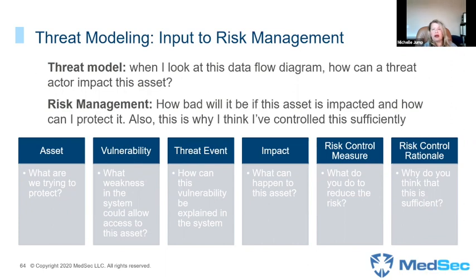I feel like the threat model is where you say, when I look at this data flow diagram, how can a threat actor impact this asset, right? Looking at the system level, looking at how things are moving around, looking at the connections, looking at all these different places you could have risks introduced to the system through threat actors. On the risk management side, though, we're looking more at, okay, we've identified these threats in the threat model. How bad will it be if this asset is impacted? And how can I protect it? So essentially, you're trying to say, I understand I have this risk. How bad is it? And did I control it sufficiently once I put a control in place?